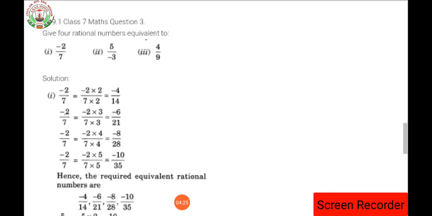Have you understood what is meant by equivalent? Now here it is said that you have to find 4 equivalent rational numbers. So minus 2 by 7 is the question.